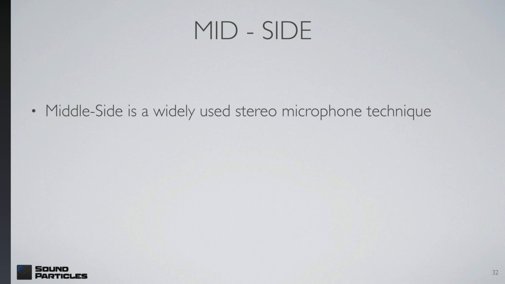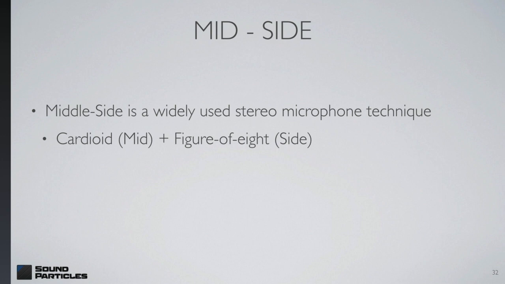Mid-side is a widely used stereo technique. Essentially what you do is you have a cardioid facing to the front and a figure of 8 pointing to the sides, which means that the cardioid will capture the frontal side of things, and the figure of 8 has a null in the front, at 0, while on the side it's at 90 degrees. So essentially, the figure of 8 will not capture anything from the front, but only things from the side. So you get this mid that represents the mono component of sound, and then you get this side that represents the non-mono component of sound.